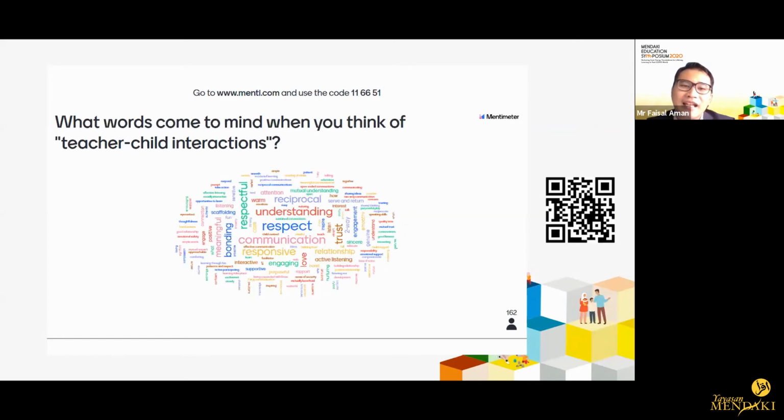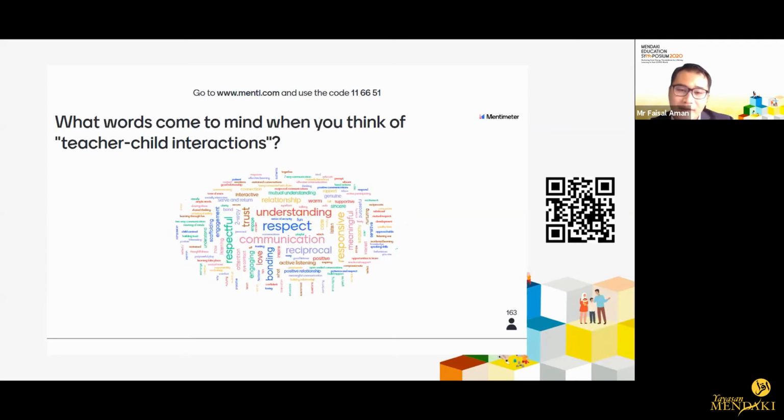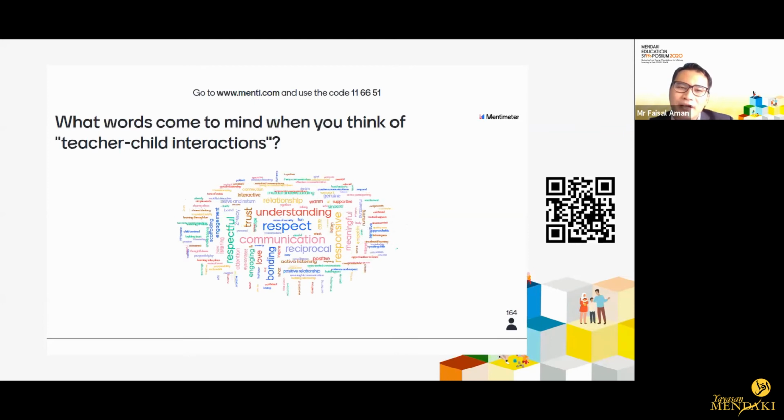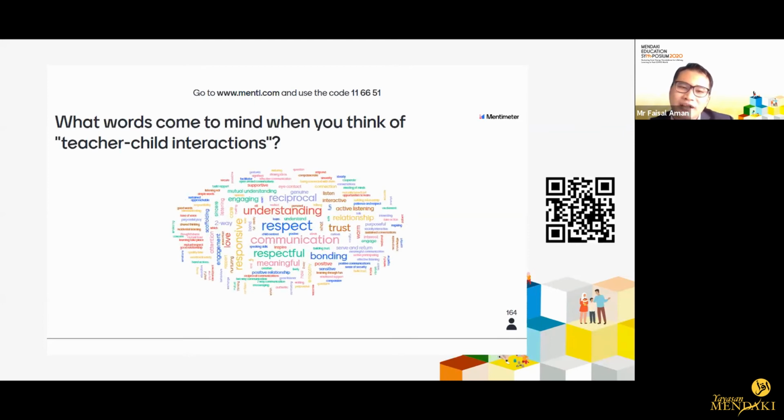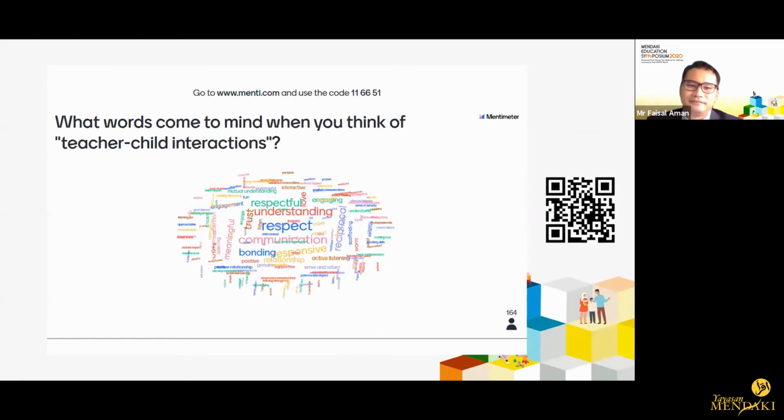Based on the CLASS framework, we see that a lot of these words, respect, understanding, are all going towards emotional support under the domain emotional support, whereas we see quite very limited words under instructional support. Maybe I can direct this question to Dr. Nirmala. Dr. Nirmala, are you surprised that most of the answers are in the domain of emotional support as compared to instructional support?